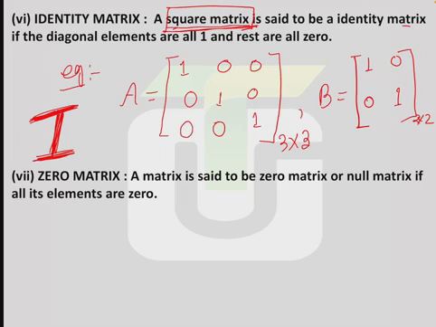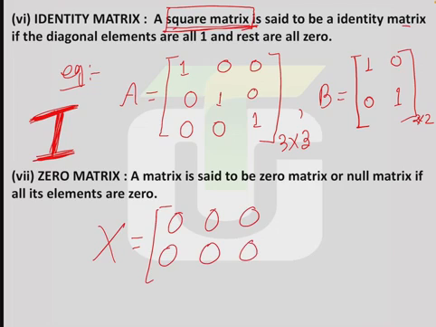So what is zero matrix? A matrix is said to be a zero matrix or null matrix if all the elements are zero, right? So suppose capital X is equal to 0 0 0 0 0 0, right? This is what 2 by 3 matrix. So if all the elements, matrix में जितना element होगा अगर सब zero होगा, then we can say that a matrix is zero matrix or you can say null matrix.